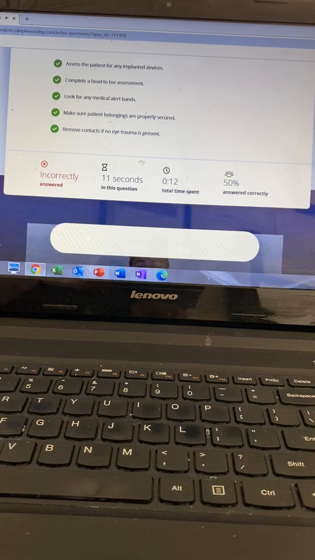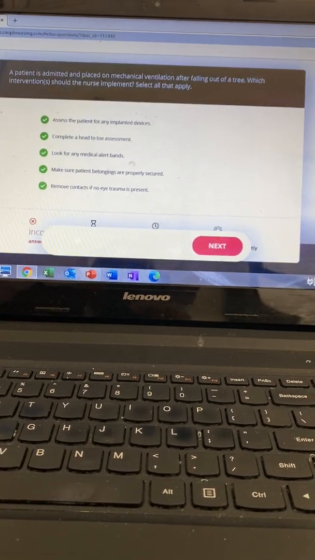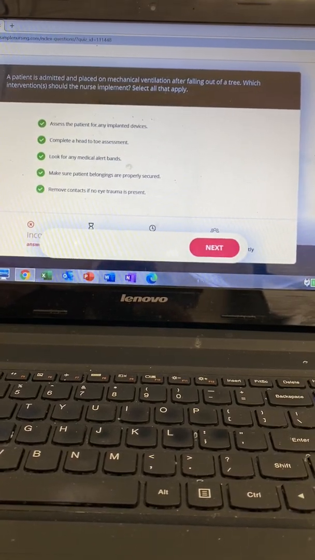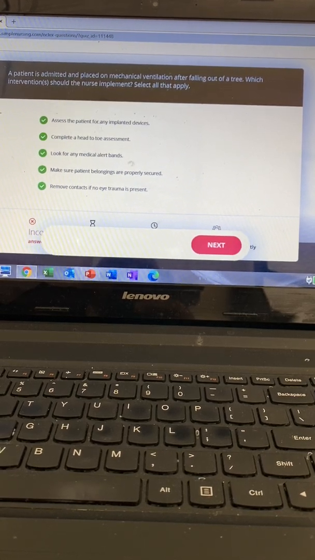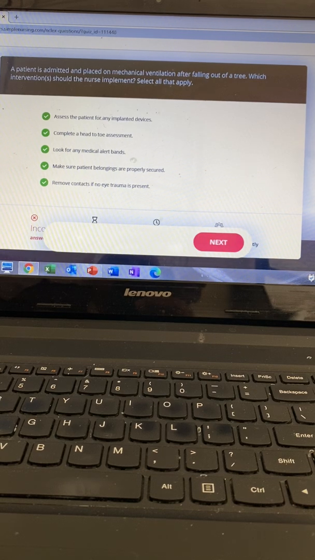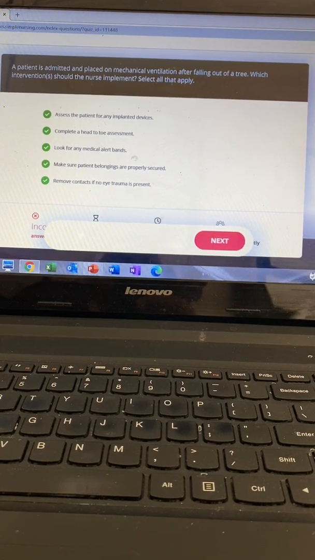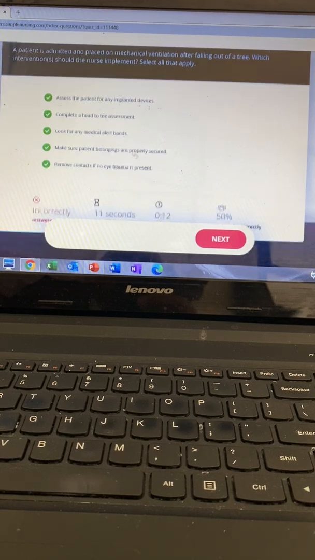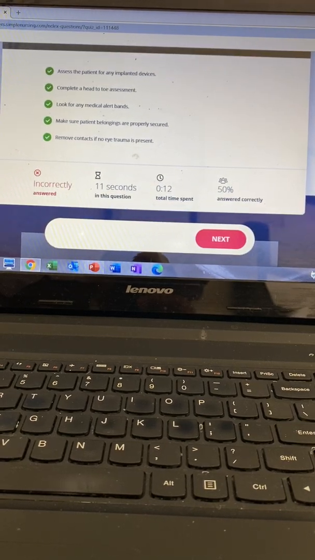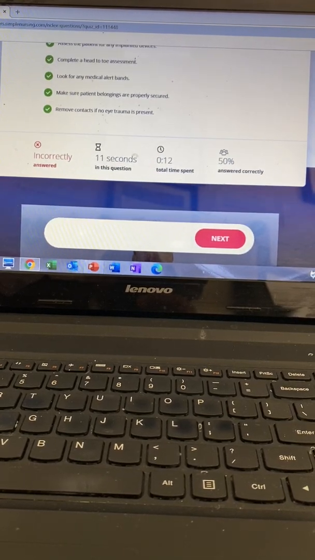Now, using our 3 steps, let's break this down. This question's asking, what should the nurse implement for the key problem, a patient who's receiving mechanical ventilation after falling from a tree? So the biggest thing we're thinking here is assessment. So the solution we're looking for is, what do you do with this new patient? Now, all the options are correct.